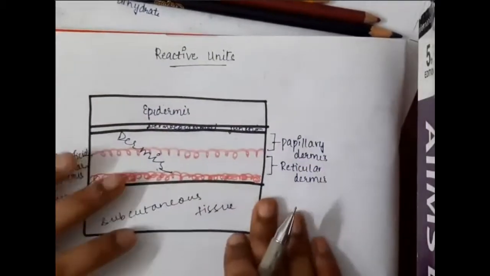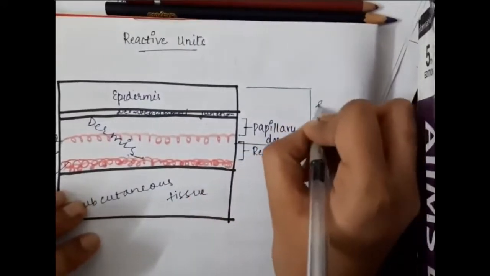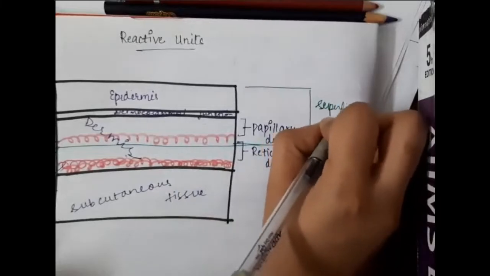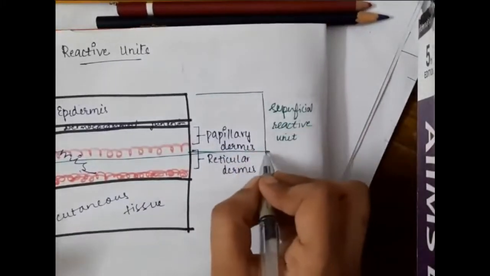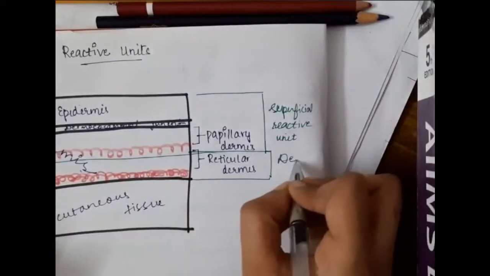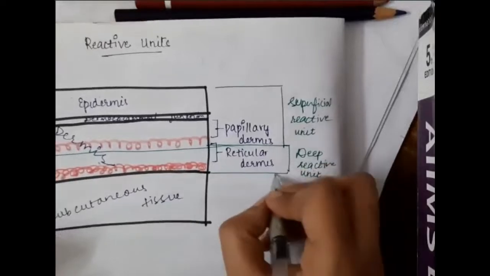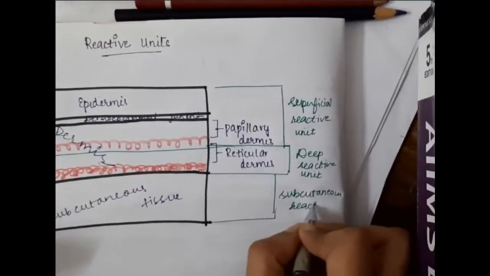Now, what are the reactive units? We have 3 types of reactive units. One is the superficial reactive unit, which includes epidermis, dermoepidermal junction and papillary dermis. Together we call it the superficial reactive unit, whereas reticular dermis alone is called the deep reactive unit, and the subcutaneous tissue is called the subcutaneous reactive unit.